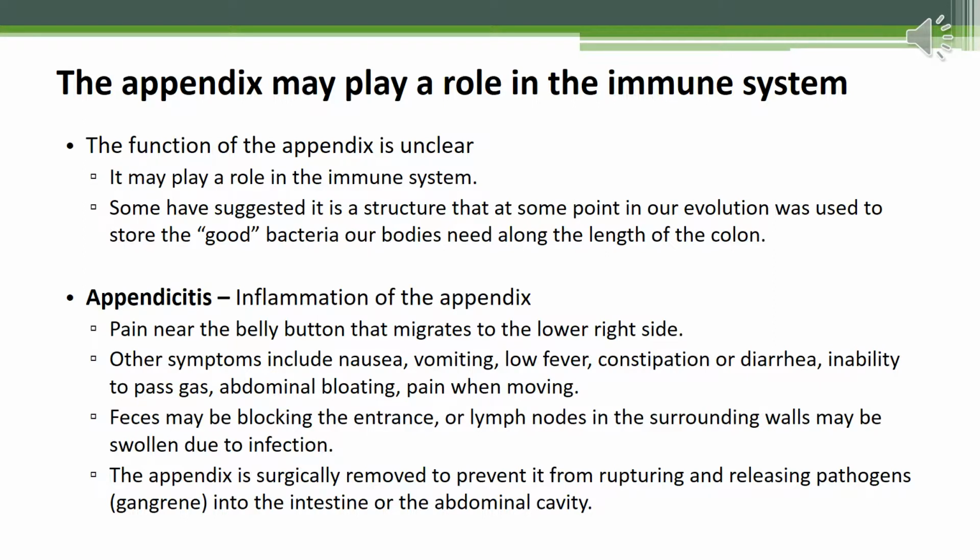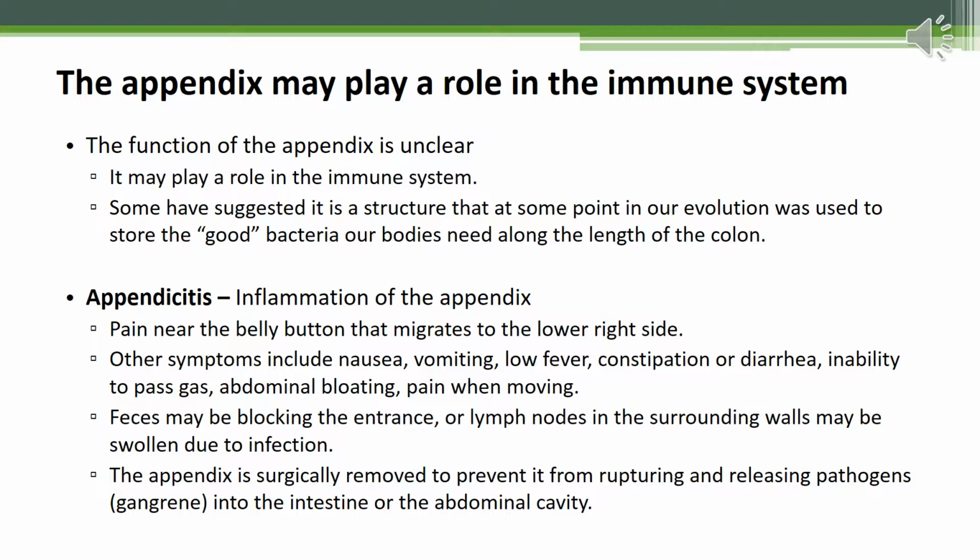Now we're going to go into more detail about the appendix, and I actually covered most of this a few slides ago, but we're going to talk about it a little bit again. The book says that the function of the appendix is unclear, though I would really just go ahead and say that the appendix doesn't really serve a function at this point. The book says it may play a role in the immune system. I suppose if it did, it would probably work like the Peyer's patches in the small intestine.